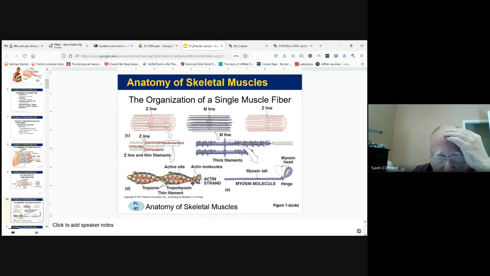Actin is made up of little spheres or globular proteins. There's tropomyosin, a twisted protein that surrounds the actin, and there's a structure called troponin. So this is the thick filaments, this is the thin filaments, and the thin filaments are made up of actin globular proteins surrounded by tropomyosin, and then there's another specialized structure called troponin, and we'll see what that does.